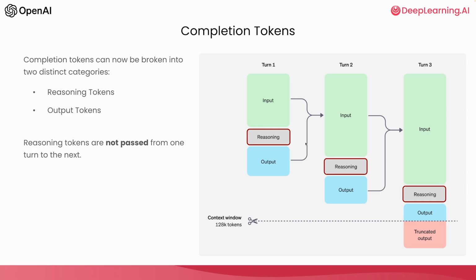What this means is you also need to consider those reasoning tokens in the cost of what you're paying for, and also when you're calculating your context limit, because those reasoning tokens do count towards the context limit, and if your output goes over and above that, the output will be truncated.